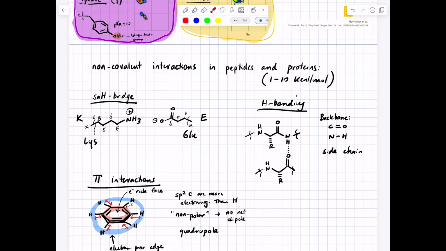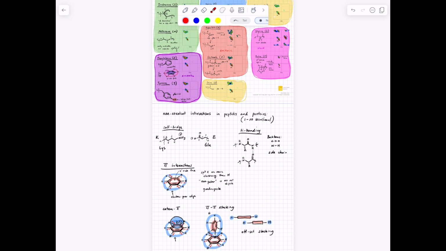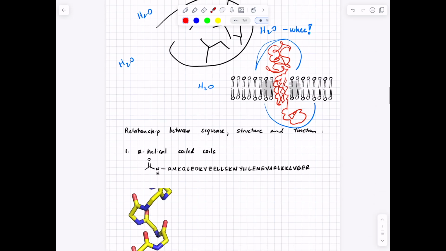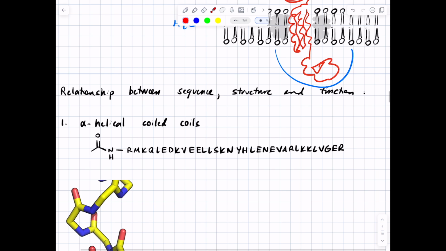Okay, well, let's now talk about, with this foundation in amino acids, if you don't know them, you're going to wish you did. And these interactions, we're going to now talk about the relationship between sequence, structure, and function. And our first test case is an alpha helical coil. I've drawn for you a 33 or 34 residue peptide derived from a yeast transcription factor.